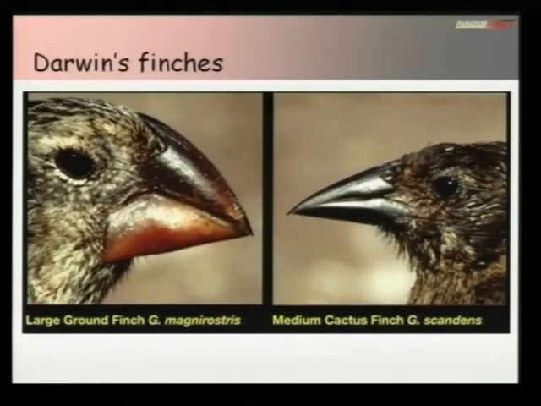And then we have G. scandens, and you can see the beak sizes are different. We've got on the left-hand side a bird with a very deep beak, and on the right-hand side a bird with a narrow beak. And this is associated to the type of food they eat. And the bigger, stronger beak you have, the larger, harder seeds you can eat.